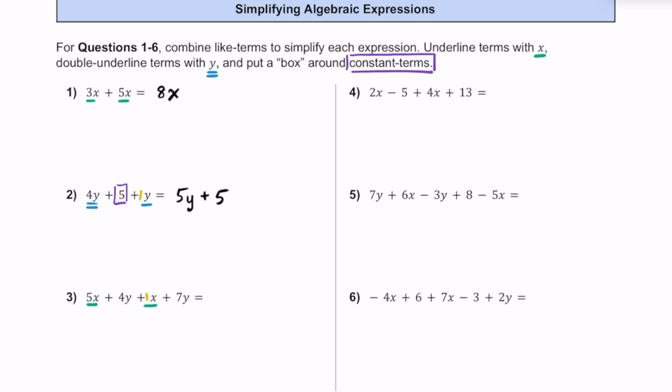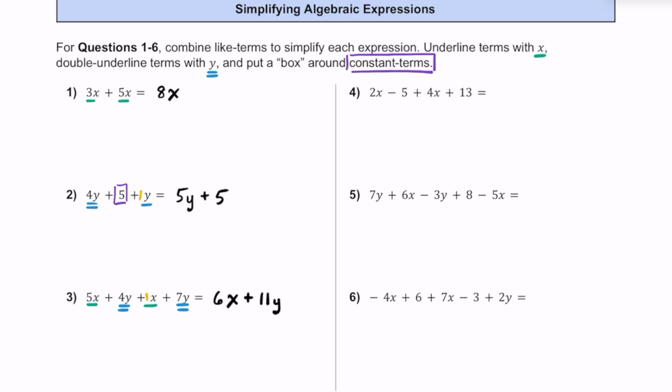I'm also going to go ahead and double underline this term with a y. We have these two different variable terms, the ones with x's, the one with y's. If we add the 5x and the 1x, we're going to get a total of 6x. And then if we add the 4y and the 7y, that's going to be 11y. So this right here would be our most simplified version of this algebraic expression. All right, next, let's see.